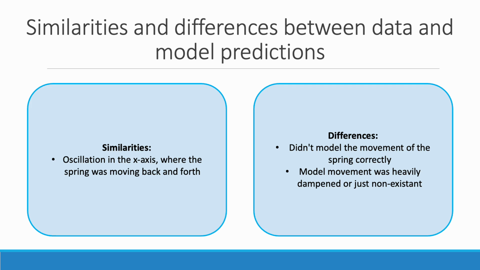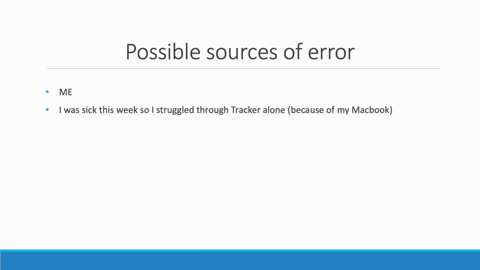So, similarities between the experiment and the model. Obviously, the only real similarity was that there was oscillation in the X-axis one, where the spring was showing the movement back and forth, but the main clear difference was that it didn't model the movement of the spring correctly, and the model movement was really heavily dampened or just non-existent, meaning it was just the straight line, and it didn't show it moving up and down, up and down.